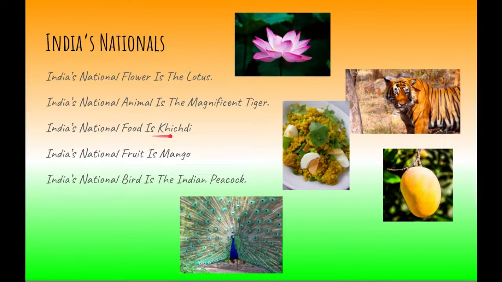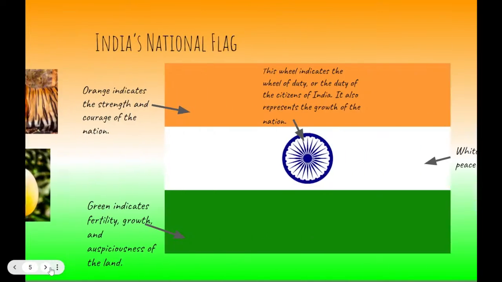India's national food is khichdi. Khichdi is basically rice with lentils and vegetables. Maybe fruits are also added, and eggs. India's national fruit is mango. Everyone loves mango. And India's national bird is the Indian peacock. Fun fact, this is a male bird. Male birds are the ones with feathers, and female birds are not.